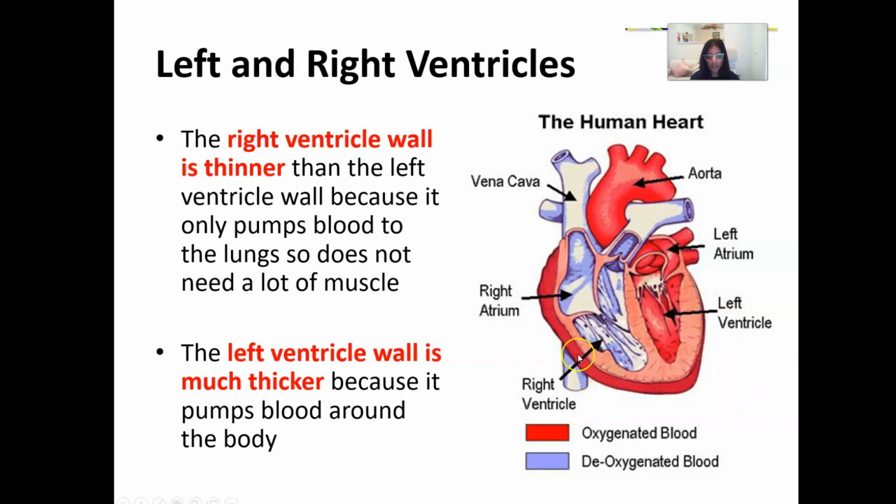However, on the left ventricular side, the wall is significantly thicker. It's about 2 to 3 centimeters thick. The reason for this is because the left ventricle has to push that blood with incredible force around the entire body. So it needs a lot of muscle to do that.